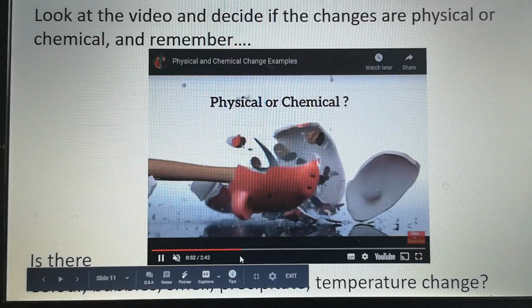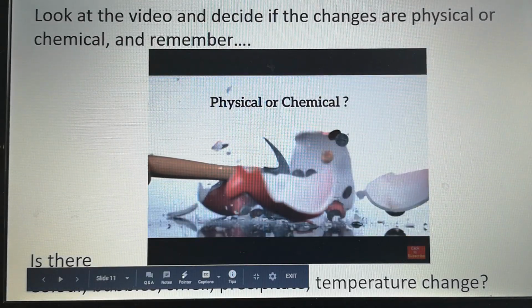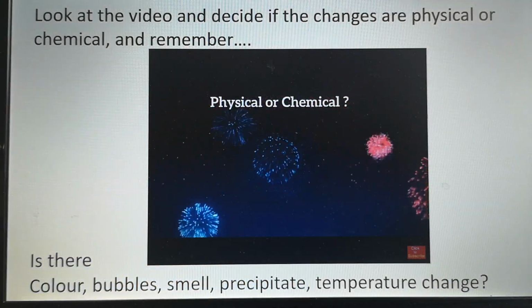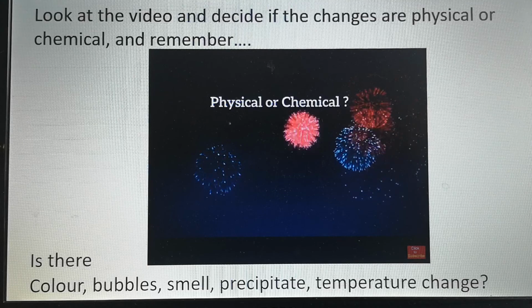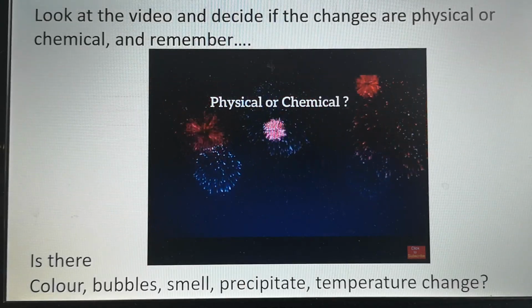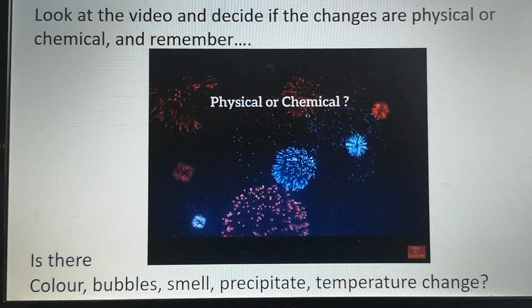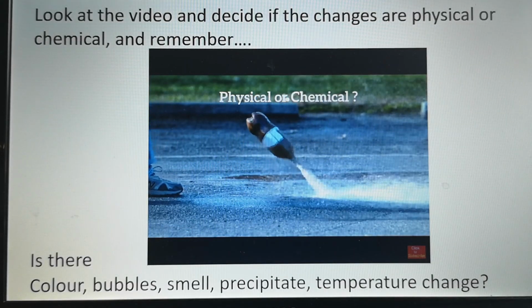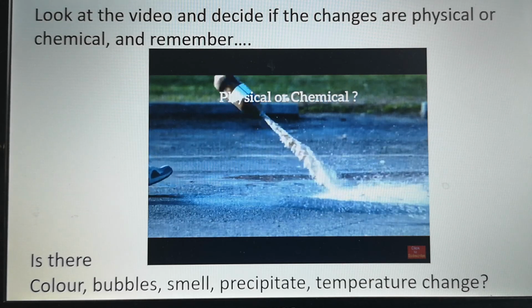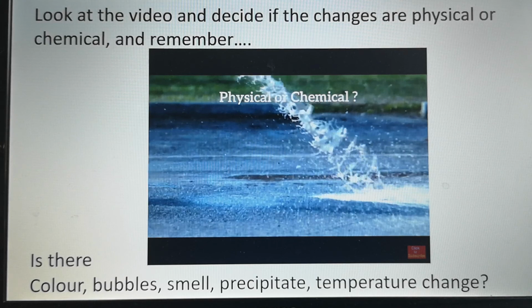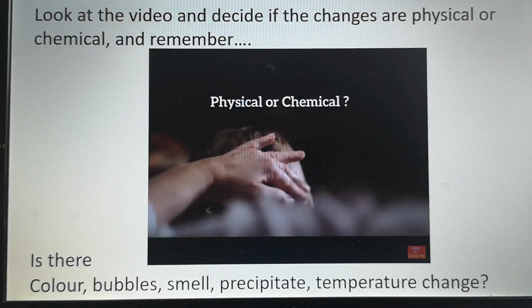So this, physical change or chemical reaction? This is a physical change. We can stick that piggy bank back together again. Fireworks, there's heat being given off, there's colour being given off, there's explosions, there's gas being given off. Those are chemical reactions. Some of the best chemical reactions there are. Mentos, look at that. As that's taking off there, it's taking off because of all the gas that's being produced. So we have bubbles galore there. So that is a chemical reaction.